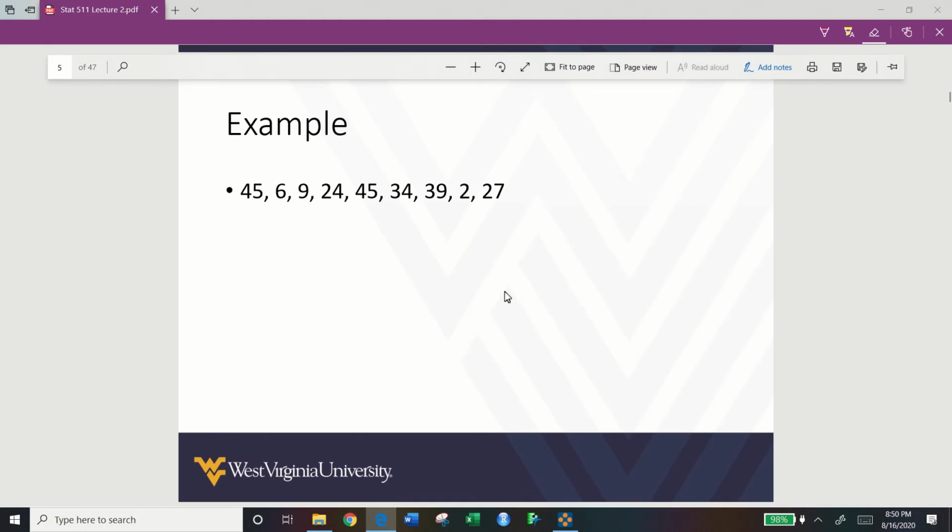Let's do a quick example. I find it easiest to record my numbers from least to greatest. So this will become 2, 6, 9, 24, 27, 34, 39, 45, and 45.